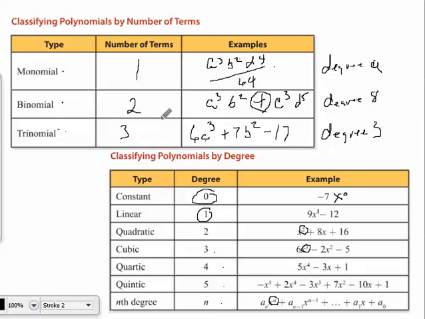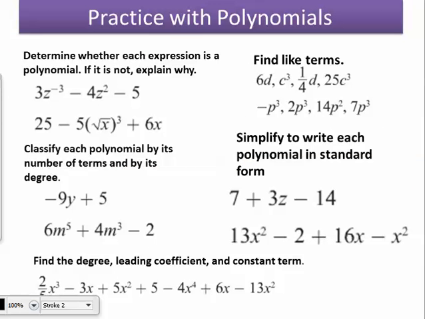Okay? So here I've got a monomial that's of higher degree than a binomial that's of higher degree than a trinomial. Okay? Just because they're trinomials doesn't mean they're bigger than the monomials. Monomials could be much bigger as far as degree is concerned. So you just have to be able to recognize how to classify those things.